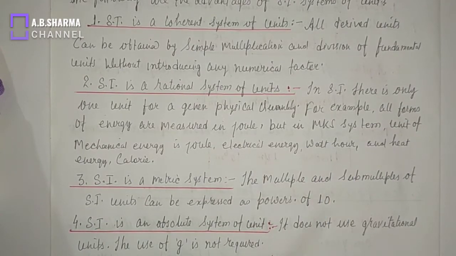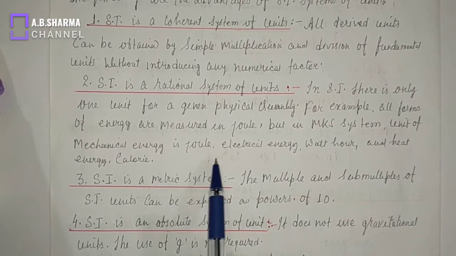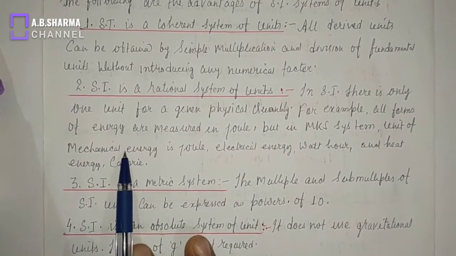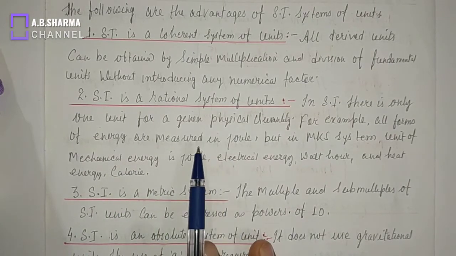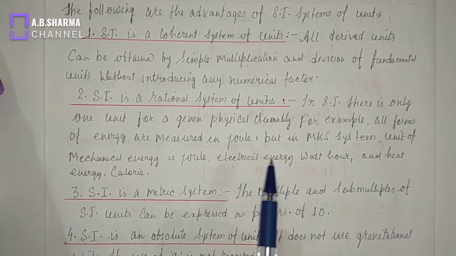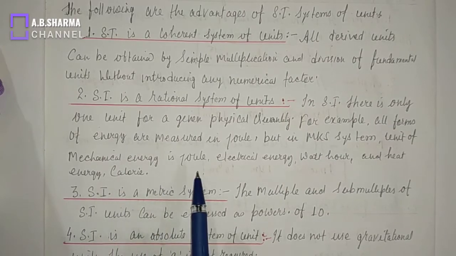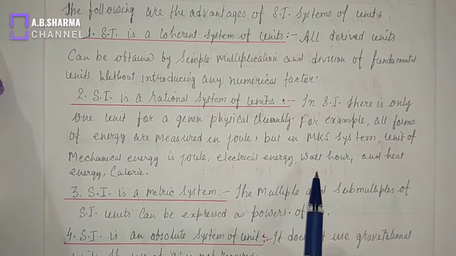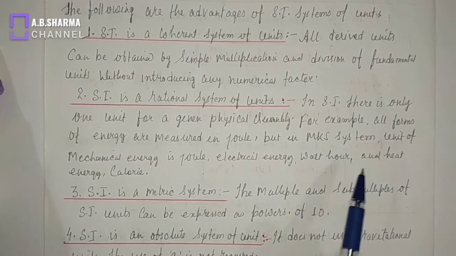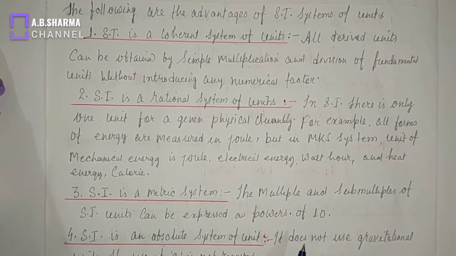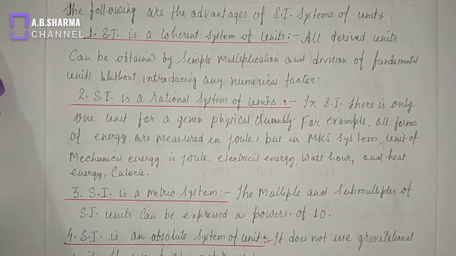The SI system is a rational system of unit. There is only one unit for a given physical quantity. For example, all forms of energy are measured in joule in the SI system. But in the MKS system, the units of energy are different: the unit of mechanical energy is joule, of electrical energy watt hour, and of heat energy calorie. So these are the differences.